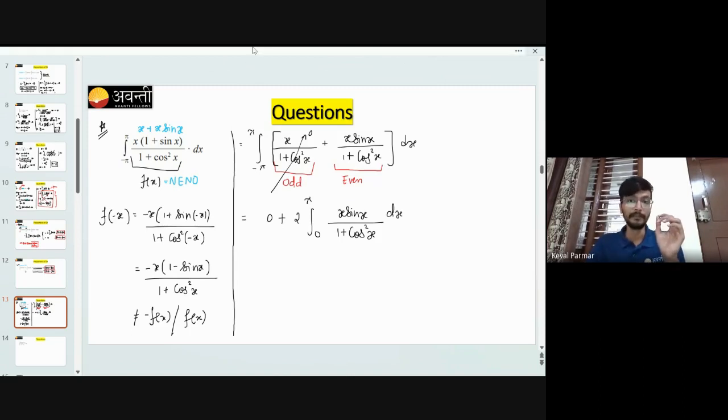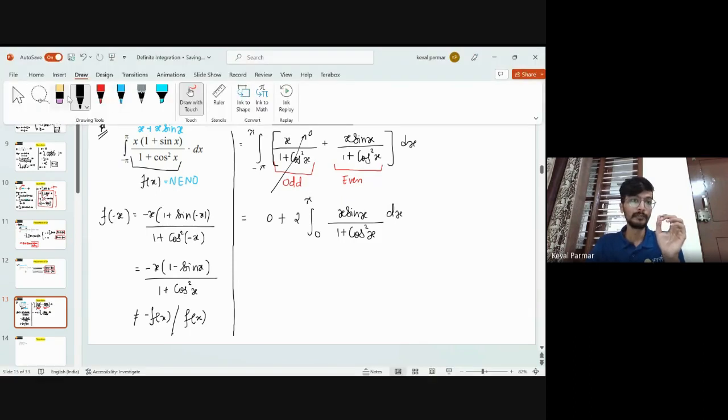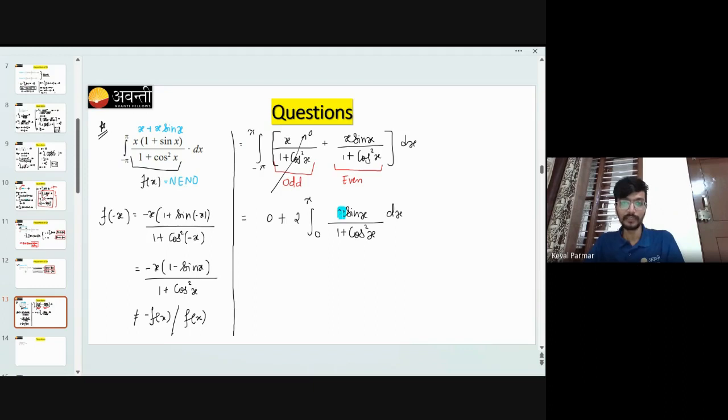Now, the main thing here, how to integrate this? Do you remember the problem of x? If this x was not there, then the remaining function could be integrated very simply. Very, very simple. You can check.